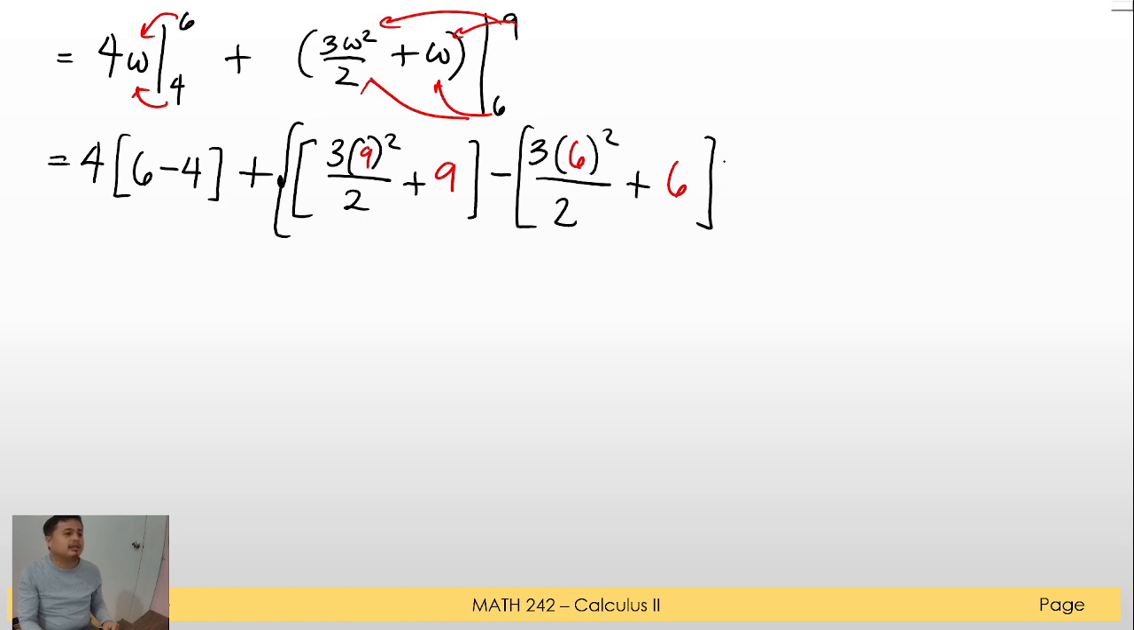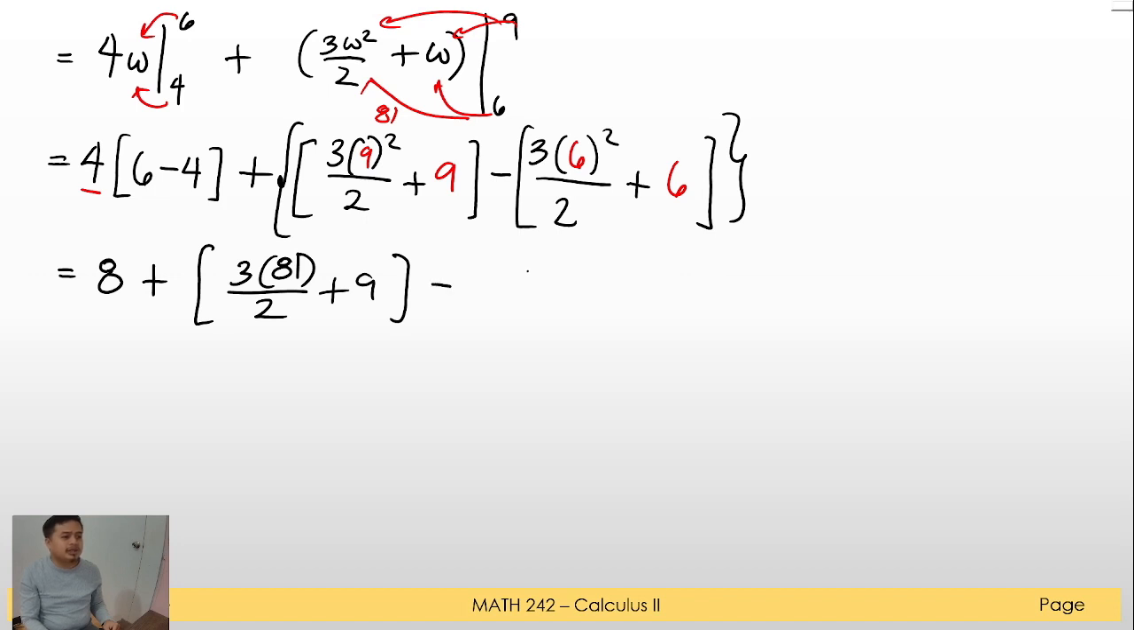And then that's it. Simplifying this, we have 4 times 2, so this is 8, right? Plus, we have here 9 times 9 is 81. So 3 times 81 over 2 plus 9. Okay, this gets complicated now. And then minus 3 times 36 over 2 plus 6.